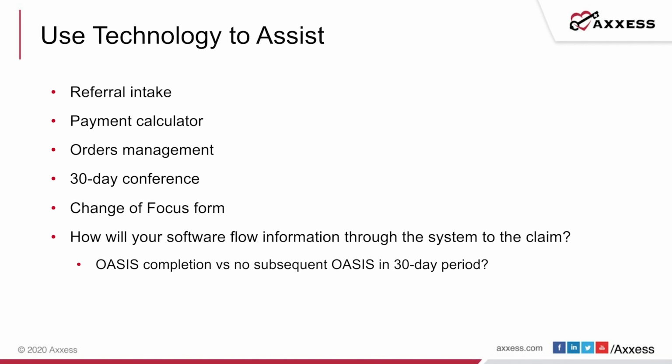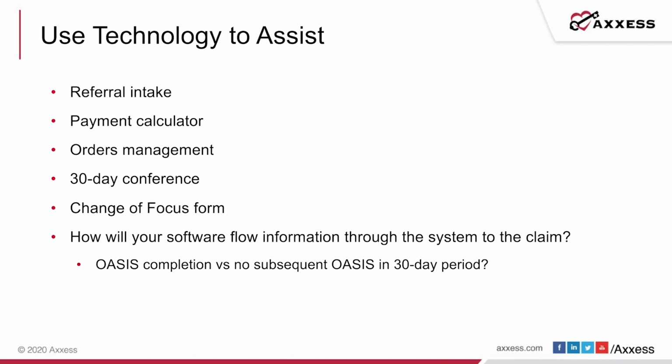Because of that possible change in focus that happens for the second 30-day period, and the changing of that coding that would not be related to an OASIS, and the pneumonia example that we talked about, you might want to think about having a 30-day conference to see if that patient's plan of care is going to change focus, so that you can relay that information to your biller. In the home health software here at Axxess, we've thought about that and we've added a change of focus form, so that when you have those conferences or those conversations, you can go ahead and fill out this form, which will then flow over to your claim with the updated coding and sequencing.